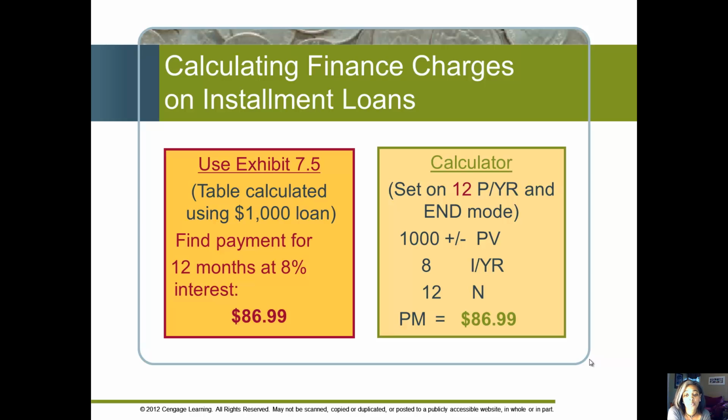And if you put it as 1, then you have to change your interest rate to 8 divided by 12 to get a monthly interest rate. I just like to be consistent. I'm putting in months, so I want a monthly interest rate, and I just change it as I need to with every problem. But either way, when you solve for the payment, so you hit compute payment, you'll get the same result, $86.99.